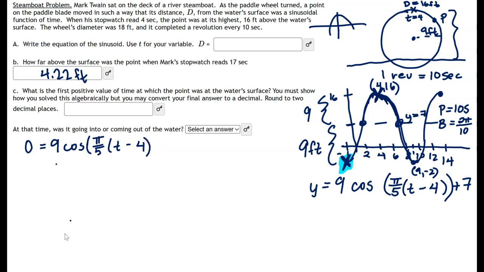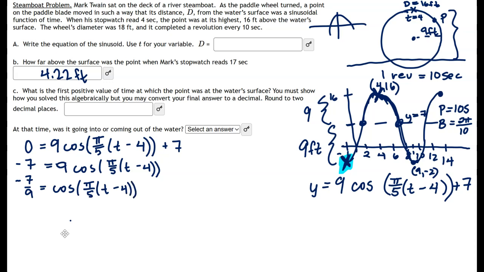And for steps, I'll start by subtracting 7 from both sides. So I get -7 equals my 9 cosine of pi over 5 times (t minus 4). You're welcome to distribute that pi over 5 through if you'd like to. It ends up being the same amount of steps for solving. So whether you keep it in parentheses or don't doesn't really matter. You can make that decision. Okay, divide by 9.